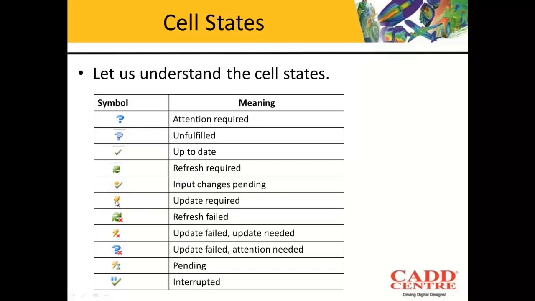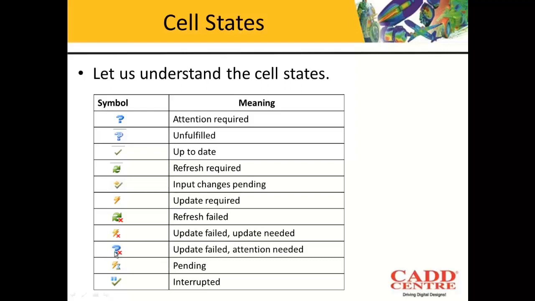Then if you see a yellow colored thunderbolt, that means that cell requires update. If you see a refresh button with a cross mark, that means the refresh has failed. Means if you have tried to refresh but the refresh has failed due to some reasons, you need to refresh it again. Similarly, if you see a yellow colored thunderbolt with a red colored cross mark, that means the update has failed and you need to update that cell again.